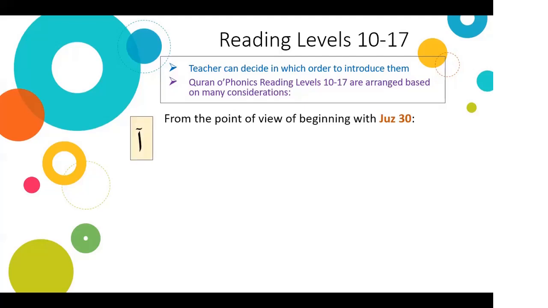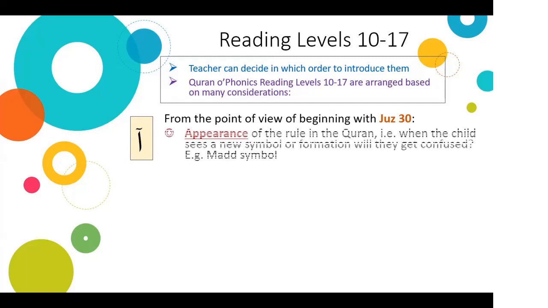Now, from the point of view that a child is going to begin reading from Juz 30, one of the considerations is this: does this rule appear often, and will the appearance of this rule confuse the child? So, for example, the mud symbol, yes, this curly line mud. The child has never seen this before from reading levels 1 to 8. When they see it, they'll be like, what's this?